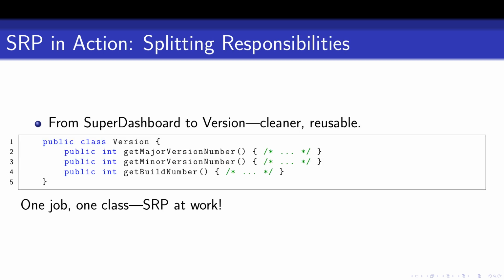Here's SRP in action with a practical example. We take the bloated SuperDashboard and carve out a clean version class. This class handles version-related tasks, like getting major or minor version numbers, with clear, focused methods. By giving one job to one class, we create reusable, maintainable code that embodies SRP and sets a standard for clean design.